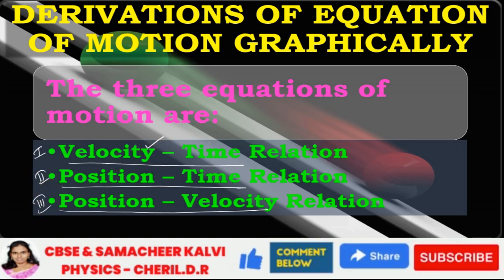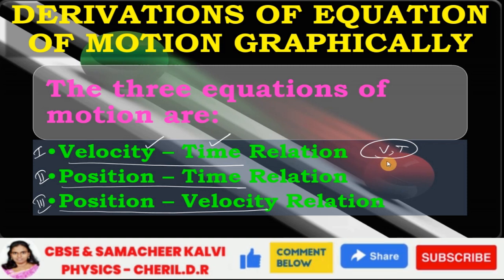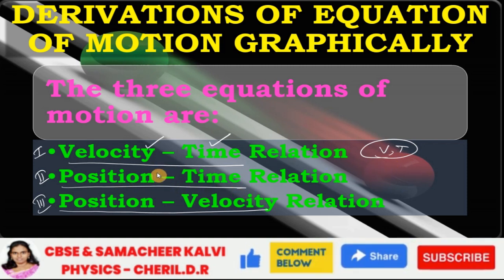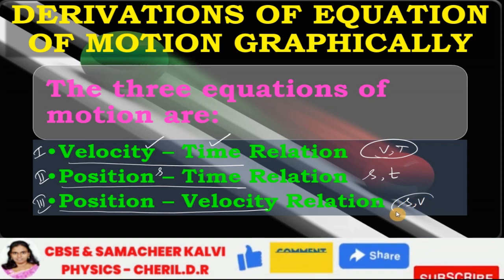Remember, it is velocity and time. So more importance will be given to velocity and time while we do the derivation. We'll ignore the other parameters. For position and time, position talks about the distance or the displacement, so we give importance to s and t. The position velocity relation will be for s and v. That means we will have these parameters primarily in each of these equations.